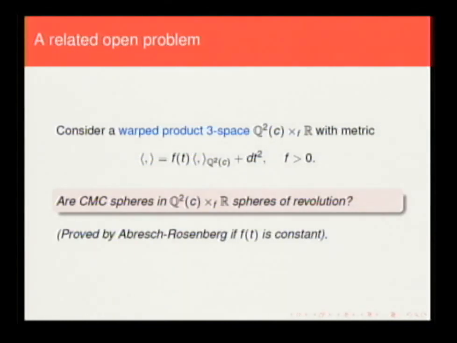In order to finish my talk, I wanted to say that there is a related open problem that probably is very difficult, but it is, in my opinion, very important. If you consider a product space given by a space form cross R, and you consider the warped metric f times the usual metric of the space form plus dt squared, the problem is to know if all the CMC spheres in this warped space are in fact spheres of revolution. Obviously, this is true in the case that f is equal to a constant, proved by Abresch and Rosenberg, but it is not known in general, at least for general functions f. I think it is an interesting problem to work on.